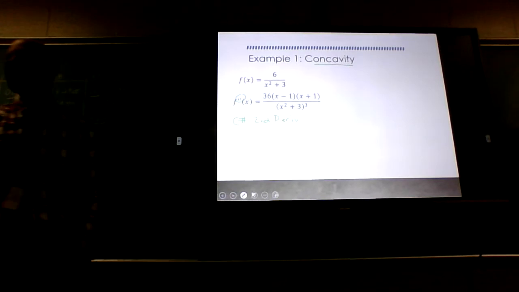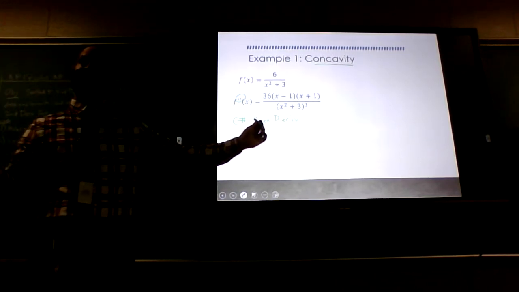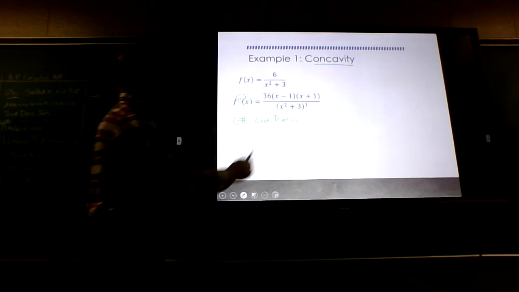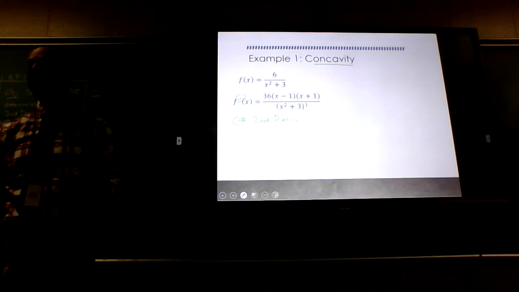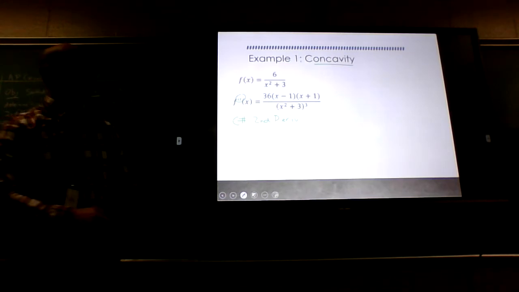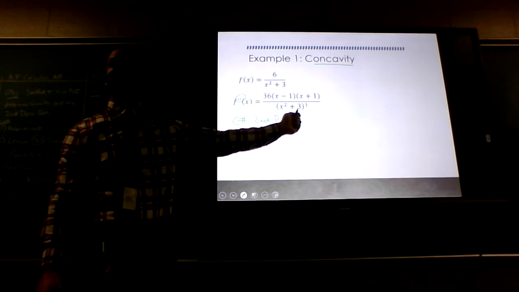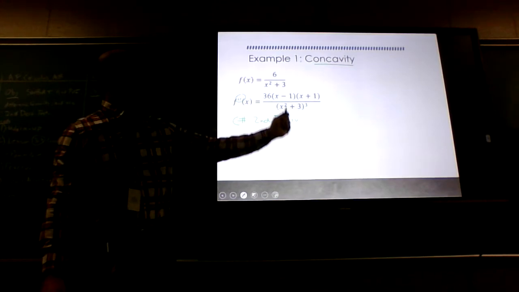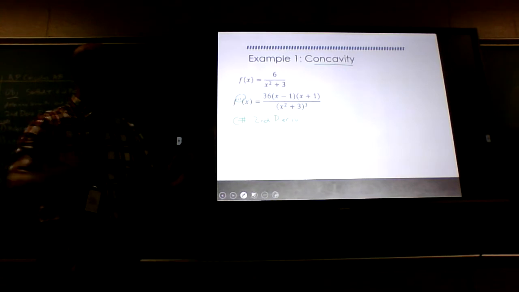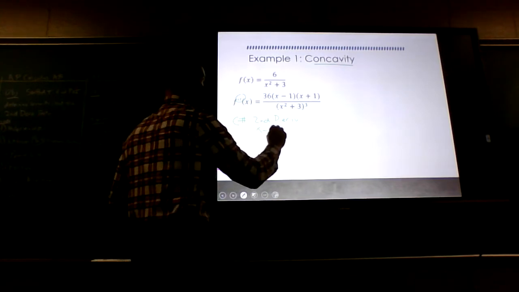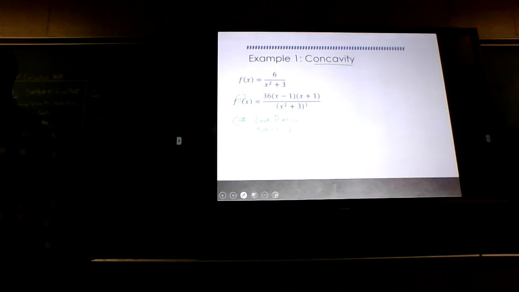Critical numbers of the second derivative. By the way, remember, a critical number is where the derivative is equal to 0 or DNE, correct? Is there any way that this denominator can be 0? Well, the answer is no. If you try to solve x squared plus 3 equals 0, you will find that there are no real number solutions for that. How could I make the numerator 0? 1 and negative 1. So our critical numbers of the second derivative are 1 and negative 1.